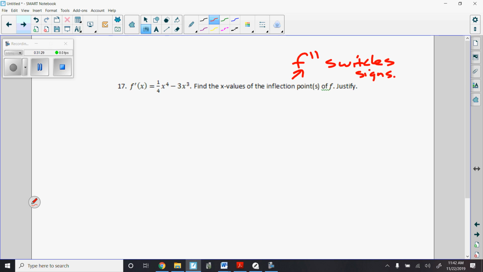So I need to get to f double prime, and I need to figure out where f double prime switches signs. So I'm going to figure out the zeros and then see where my signs switch. To get to f double prime here, I only have to do one derivative because I'm already at f prime of x. So f double prime here, the 4's cancel. So I'm left with 1x cubed minus 9x squared. And again, I want to figure out where this thing changes signs. So I've got to figure out the zeros.